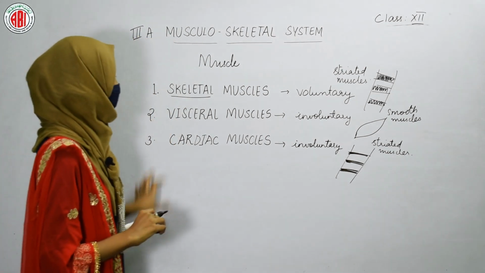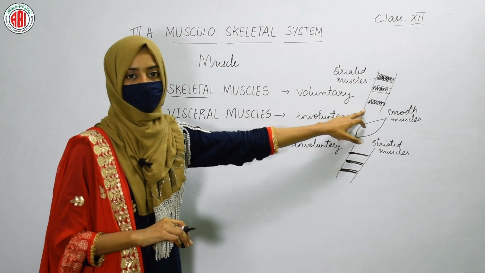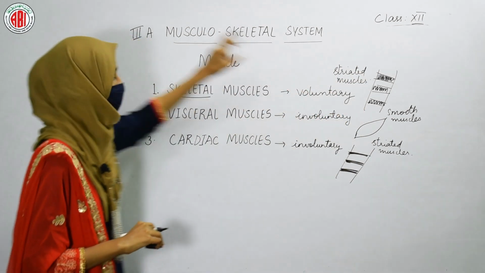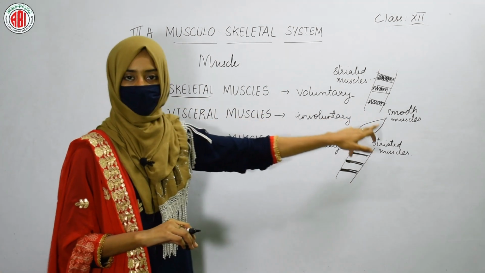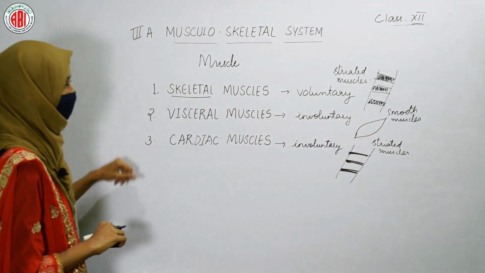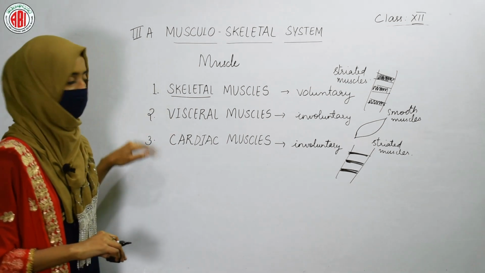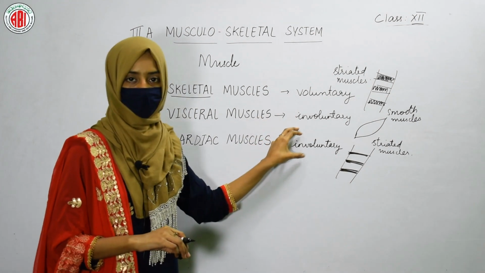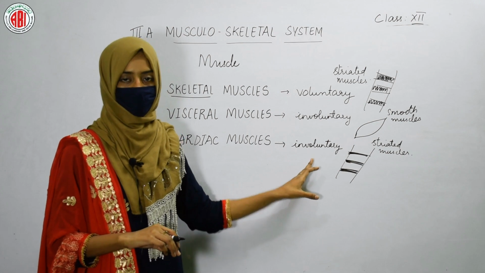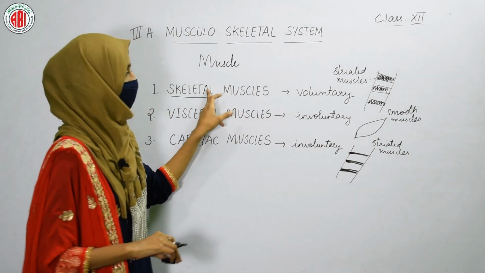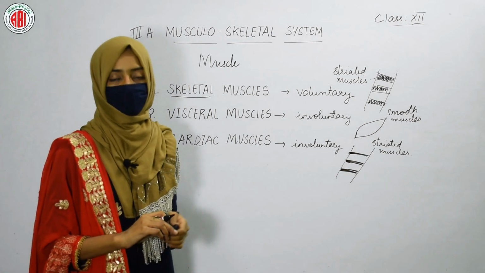It's very simple. Skeletal muscles are voluntary in function, and as they show bands in their structure, we call them striated muscles. Visceral muscles are found in the visceral organs. They are involuntary in function, and they are smooth muscles as they do not possess any bands in their structure. Cardiac muscles are present in our heart. They are also involuntary in function, but when you see their structure, they show bands like those of skeletal muscles. So based on the structure, we call these muscles striated muscles.